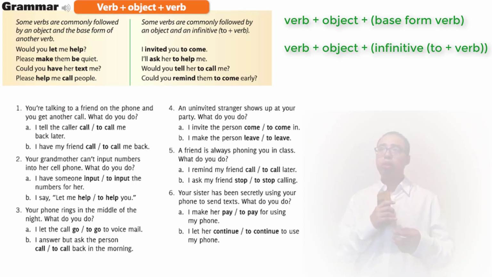So here's let me help. So what are you going to do? You're going to let. Let who? Me. Let me do what? Help. So remember, the bold letters are actions that you're going to do or you can do. Okay, now see the answer.